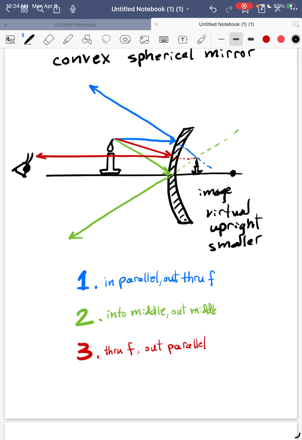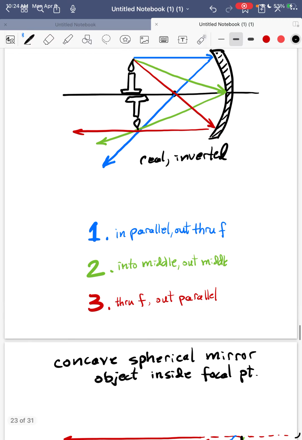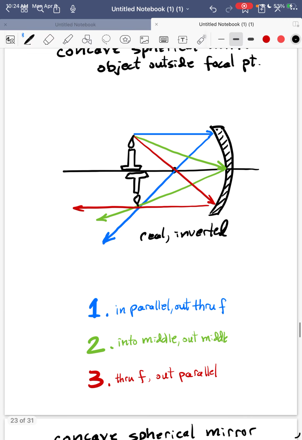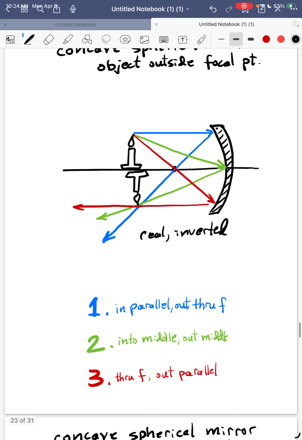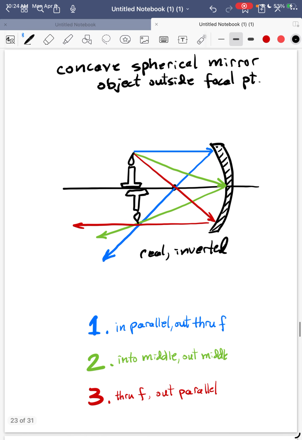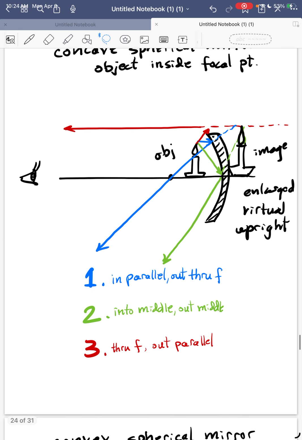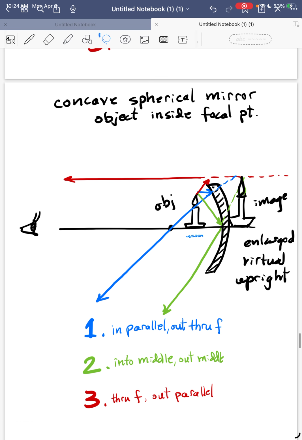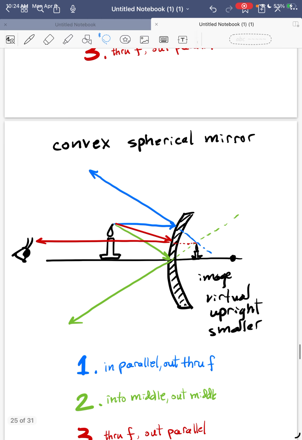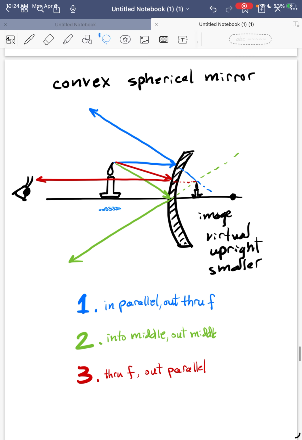So just to summarize what we've gone over in this video is how to do the ray tracing for the 3 situations that we've covered in class with spherical mirrors. And the first one is concave spherical mirror, object outside the focal point, like that. The next one is concave, object inside the focal point. And the last case is convex spherical mirror, where the object will always be on the left.